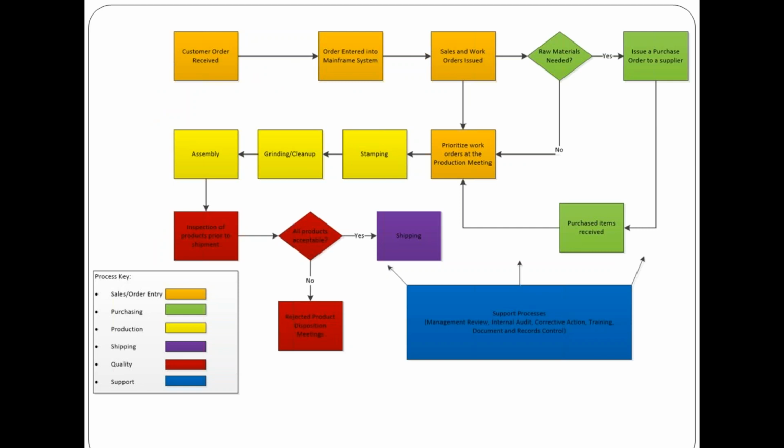Okay, so now where we originally had 12 boxes and 2 decision diamonds, we have now boiled this down to 6 processes. And those 6 processes are shown in the lower left-hand portion here in the process key. We have orange for sales order entry. We have green for a purchasing process, yellow for production, red for quality. And as it happens, we have 2 standalone processes that were called out on here, shipping and support.